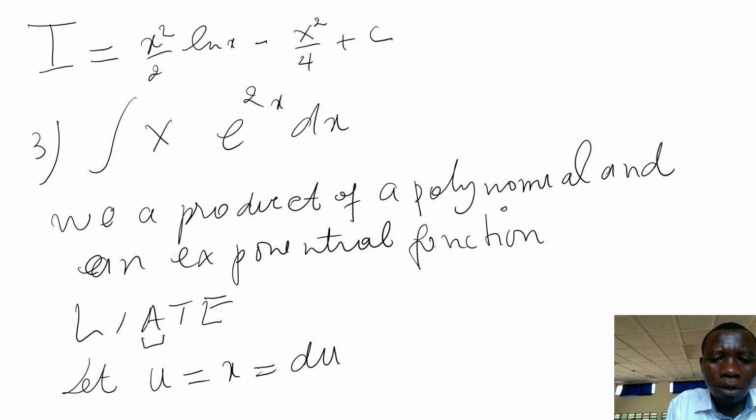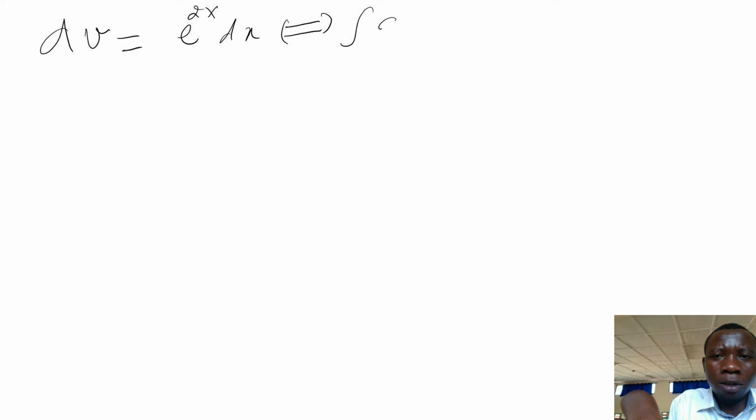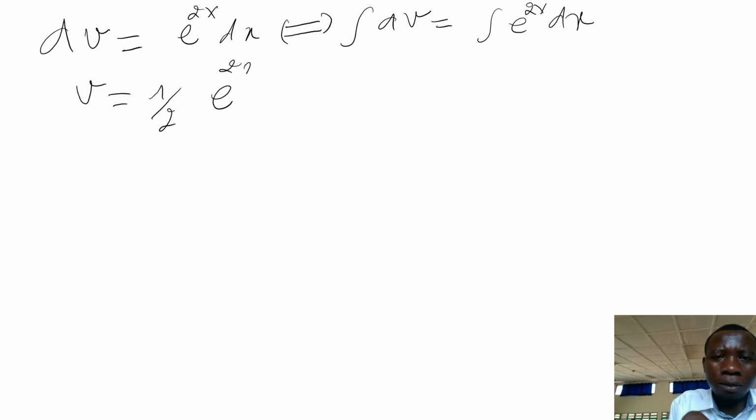So let u equal x. From here, du is equal to dx. dv is e to the power 2x dx. Integrating both sides, we get the integral of dv is equal to the integral of e to the power 2x dx. So v, remember that the integral of dv is v. The integral of e to the power 2x is a half e to the power 2x.